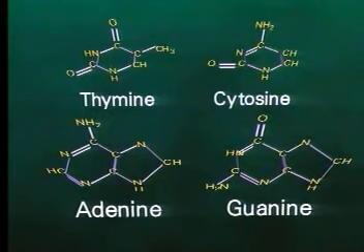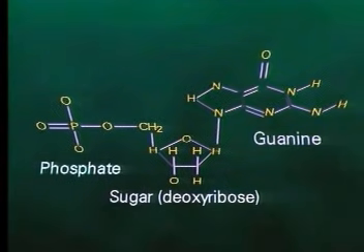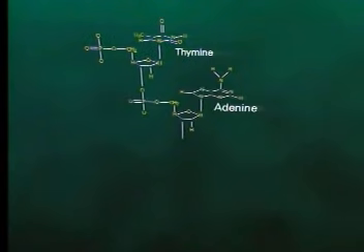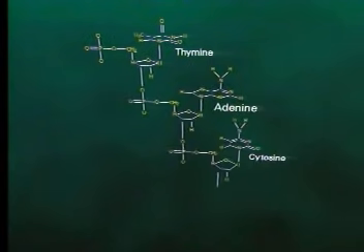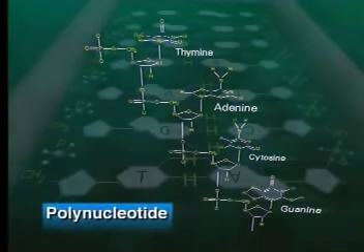These components of DNA are arranged in units called nucleotides. Each nucleotide consists of a nitrogen base attached to a deoxyribose and a phosphate. Each nucleotide has sites available for bonding with other nucleotides. Many nucleotides bonded together form a polynucleotide.